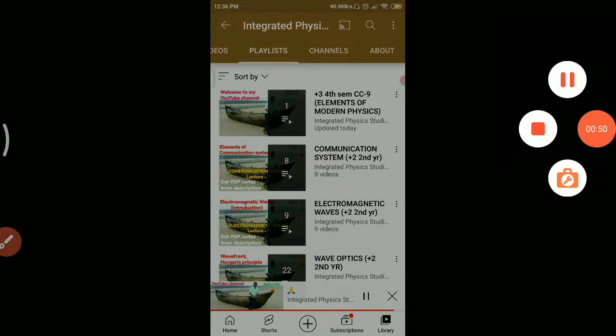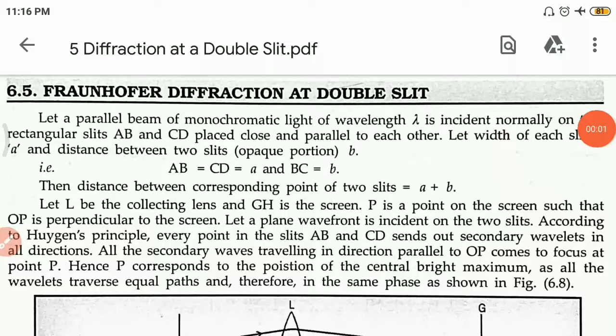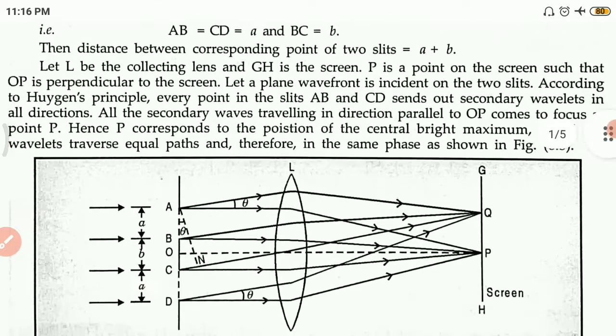Okay, thank you. Hello students, today's topic is diffraction at a double slit, which is of course a Fraunhofer type of diffraction. Okay, so for this let us come to the schematic diagram.